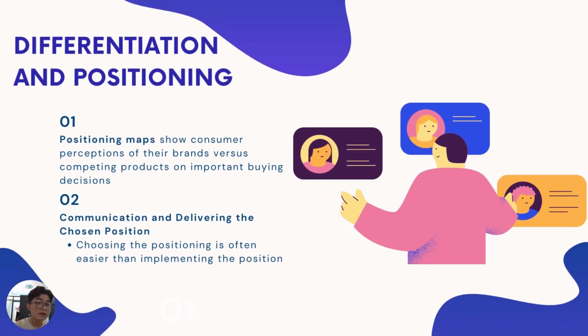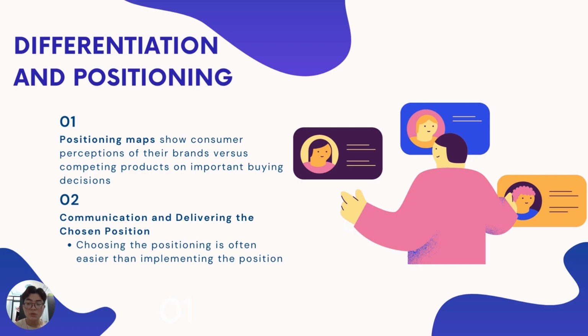Next one, we will talk about differentiation and positioning. Beyond deciding which segment of the market it will target, the company must decide on a value proposition: how it will create differentiated value for targeted segments, and what position it wants to occupy in those segments. In planning their differentiation and positioning strategies, marketers often prepare perceptual positioning maps that show consumer perceptions of their brand versus those of competing products on critical buying dimensions.